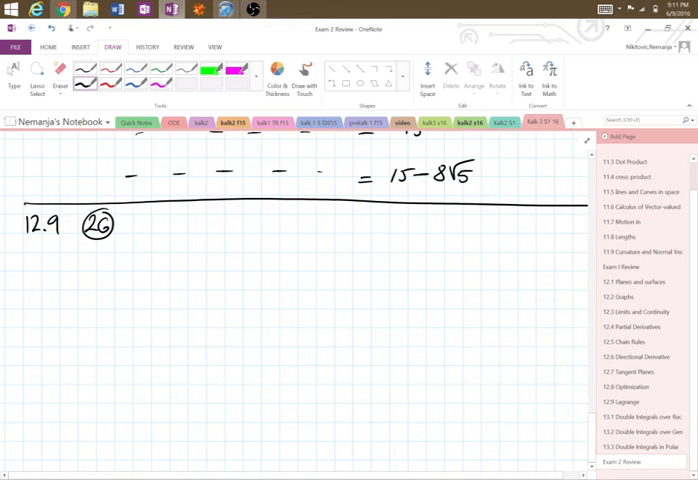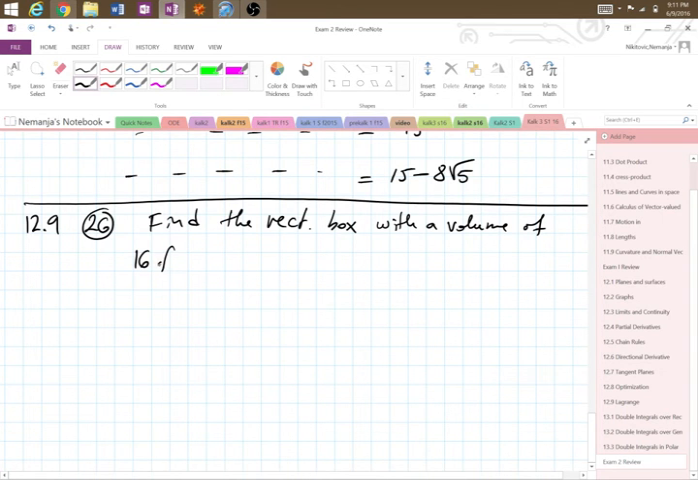Box with minimum surface area. The word problem says, find the rectangular box with a volume of 16 feet cubed that has minimum surface area. Find the rectangular box, which is the dimensions. Rectangular box with a volume of 16 feet cubed that has minimum surface area.